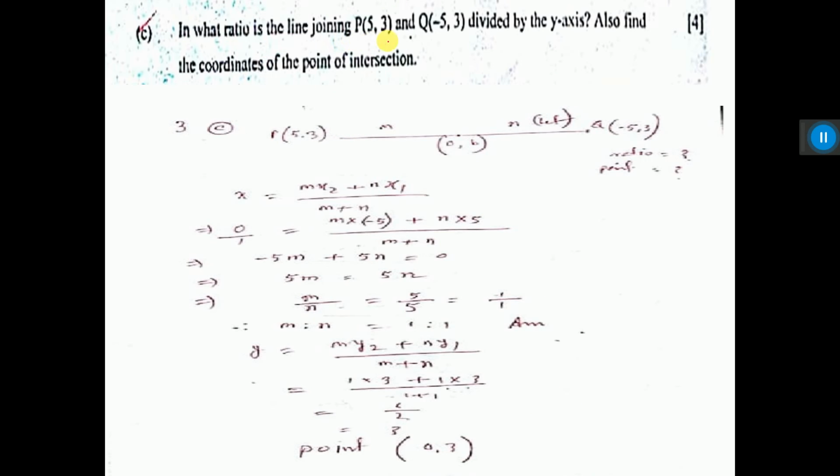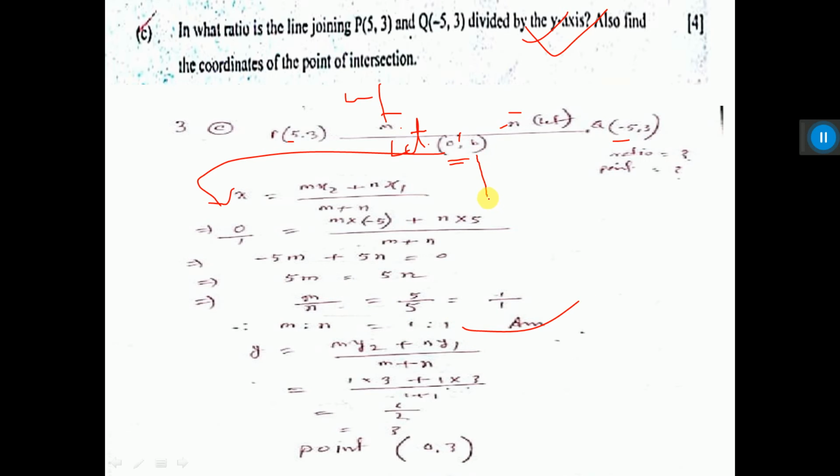Now in what ratio the line joining this and this is divided by the y axis. Also find the coordinate of the point of intersection. On the y axis, the x coordinate will be 0. So let us write here, let the point be 0 comma b. You know how to write this. You have learned actually. Then the ratio is m is to n, you consider. Then x formula, section formula, mx2 plus nx1 by m plus n. Now put the value. M x2 means this minus 5, n x1 means this 5. So put here, and x equal to 0. Then do cross multiply and get the ratio.